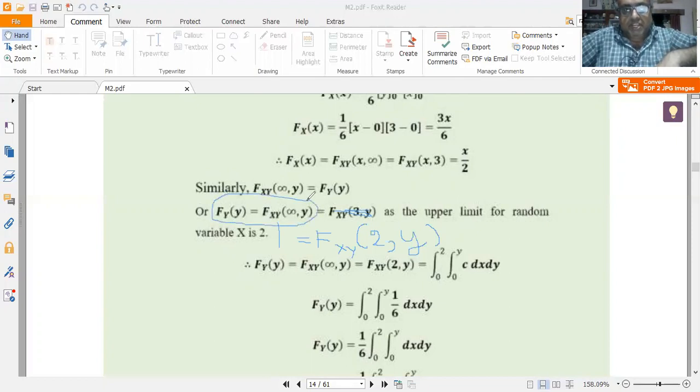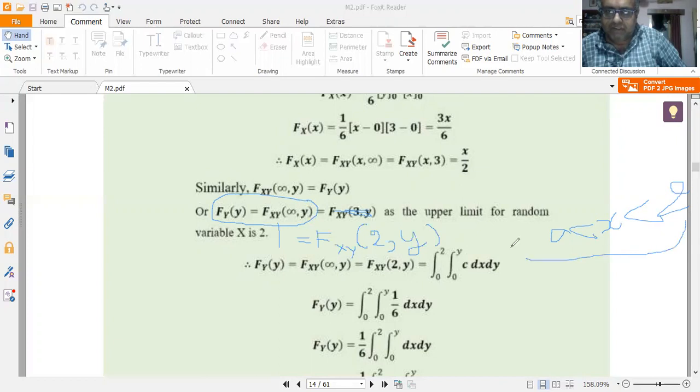Now this general definition needs to be replaced by the given value as per the problem statement. So x ranges from 0 to 2, that is 0 less than x less than 2. This is the lower limit, this is the upper limit. So I need to replace infinity by the upper limit 2 here. That's what I have done here. So this is Fxy of 2 comma y.